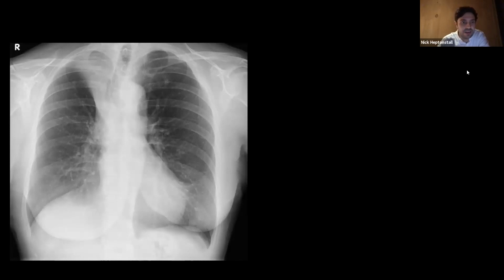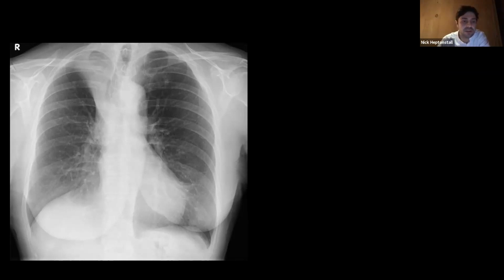So essentially, I'll give you 10 seconds or so just to look at the case and see what you think. And then I'll talk through it. So clearly there's an abnormality in the right upper zone. The key feature here is that, as the comments say, I'm not using the voting system simply because then we can get through more cases.